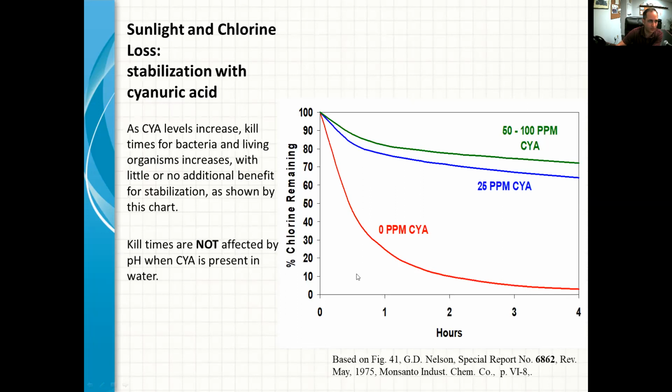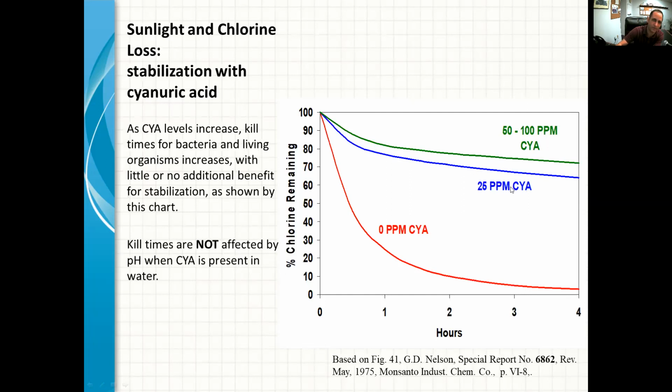That's in direct sunlight, I believe. So if you take 25 ppm CYA and between 50 and 100 CYA, you start at 100% chlorine. Both of these lines are pretty close, like 80-90% after an hour. Well, closer to 80 or 85, I guess. So after a couple hours, it's still between 70-80%.